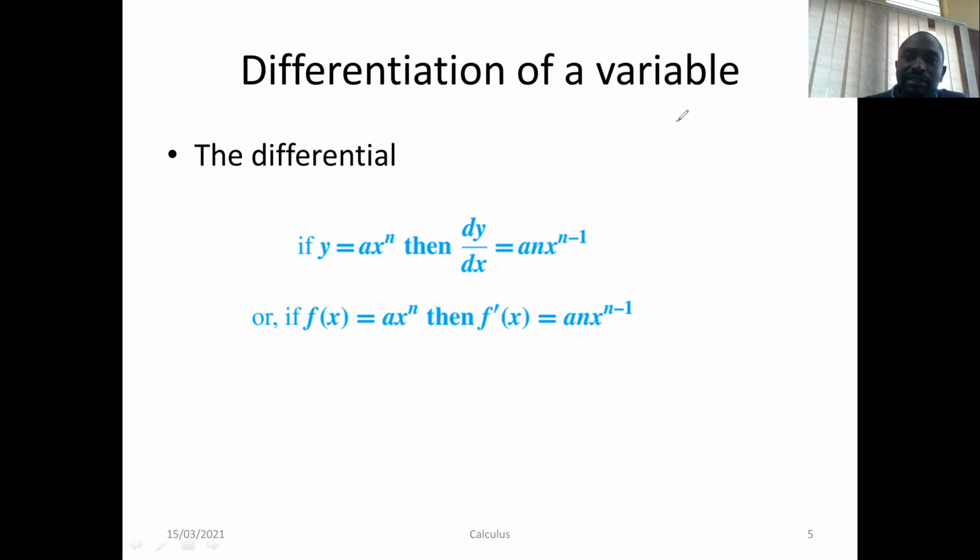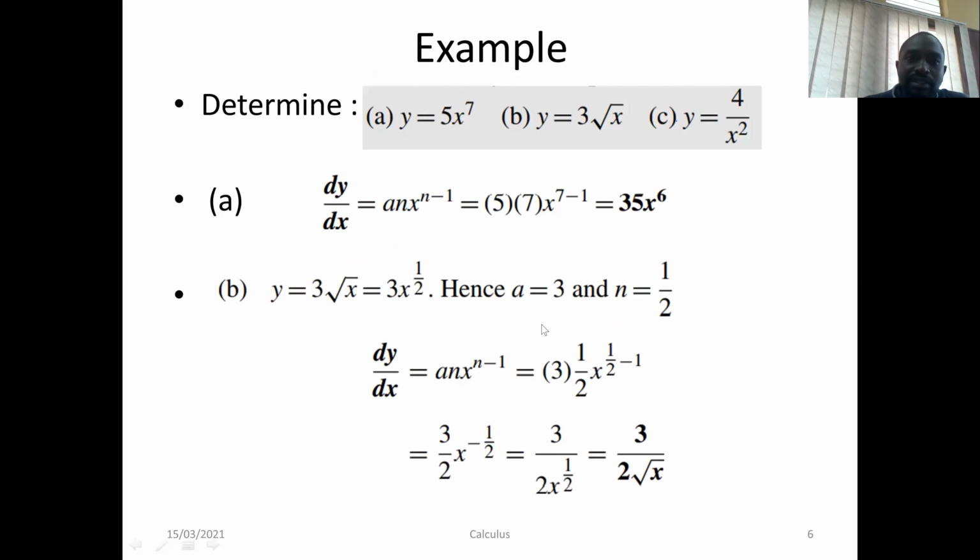In terms of an example, if you have 3 examples here, A, B, and C, let's look at the first example, example A, where y is equal to 5x to the power 7. So in this example, you have a function y which varies with a variable x, and this x has a power of 7 with a coefficient of 5.